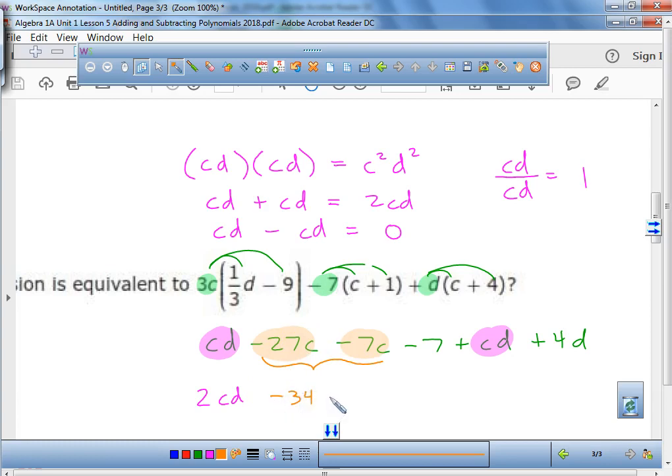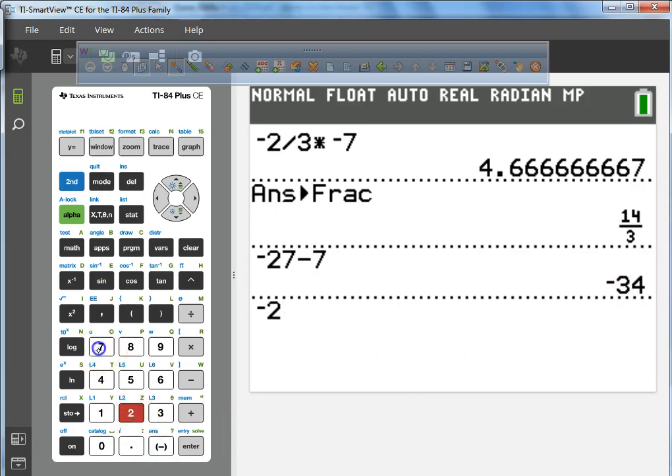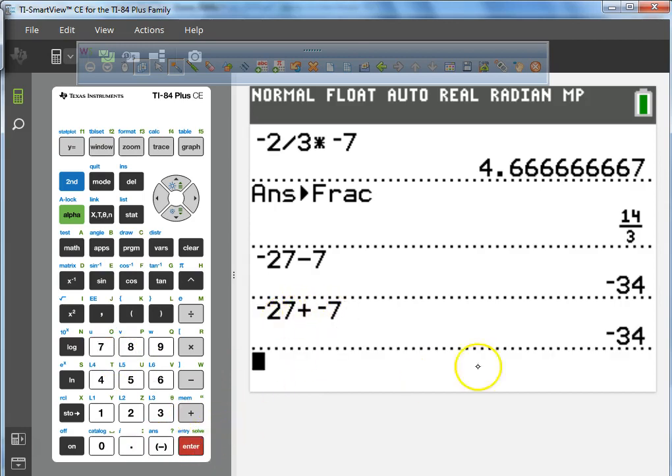Negative 34. Now let's say you were confused. Like, I don't know how to combine these, alright? Well, if you want to grab the calculator, just type in what? Negative 27. And then do what? Minus 7 more. What's it give? Negative 34. Or what if you did negative 27 plus, say, negative 7? What's negative 27 plus a negative 7? Same answer. I want you guys to see it in the calculator. These are the same. Okay?